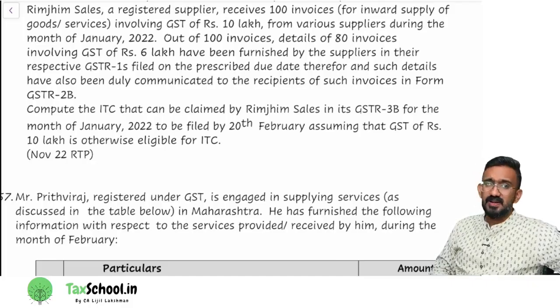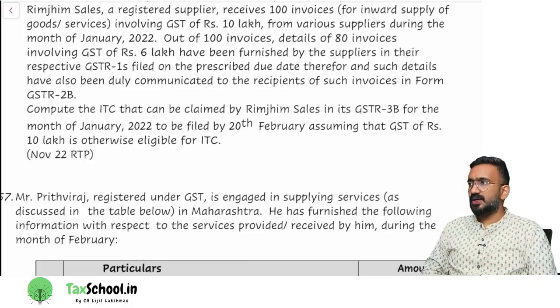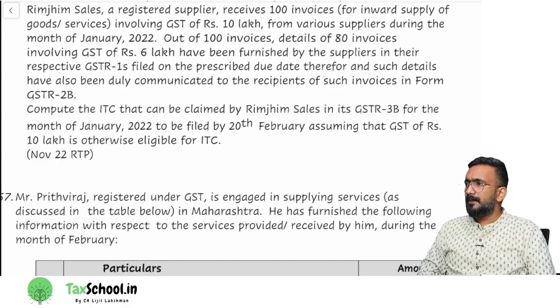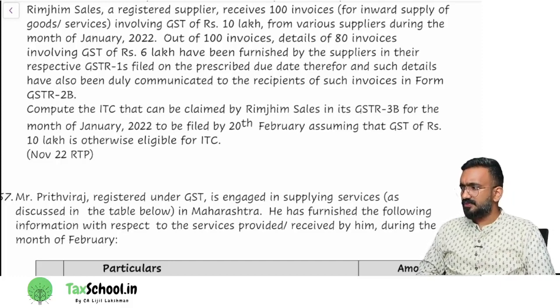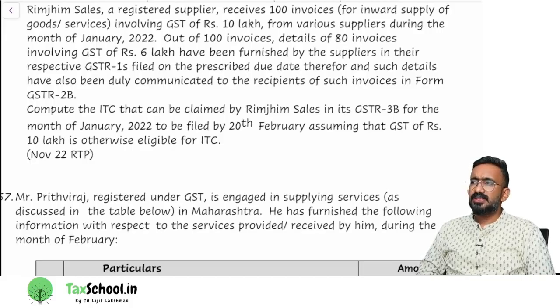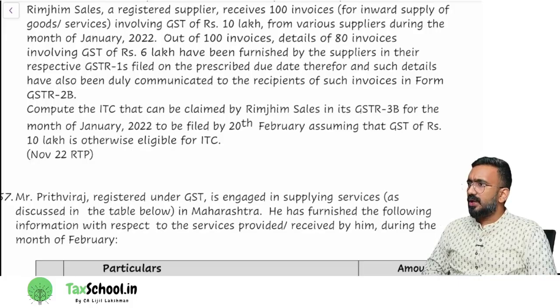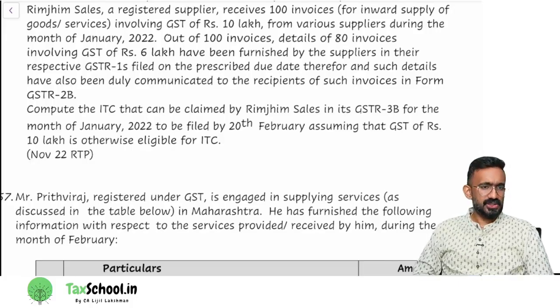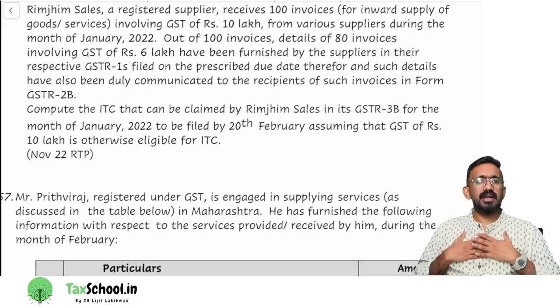They have purchased 100 invoices, right? They purchased 100 invoices. Out of these 100 invoices, how many invoices are uploaded by their supplier? Only 80 invoices. Total 100 invoices had 10 lakh GST credit. So they were expecting I'll take 10 lakh credit this month.